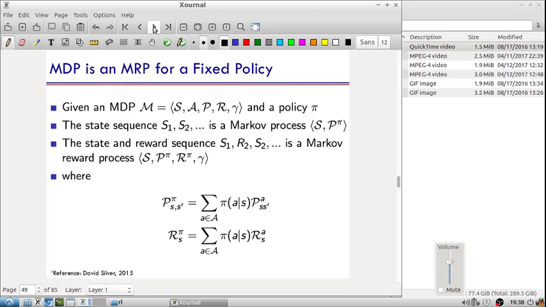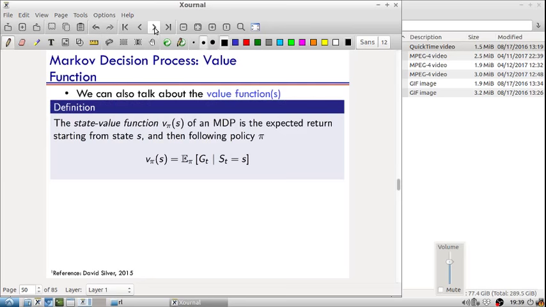Here we are assuming a stochastic policy. That's why there's a summation. So let's not worry about this stuff actually. It will not come up next. If it comes up, I'll just describe what it is.